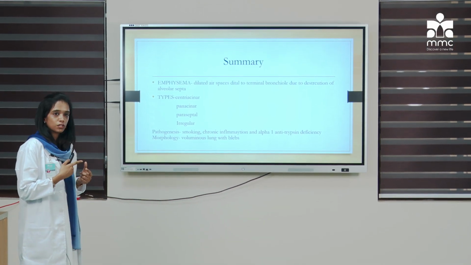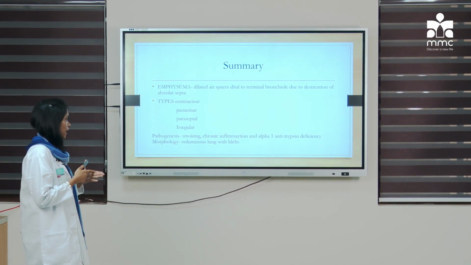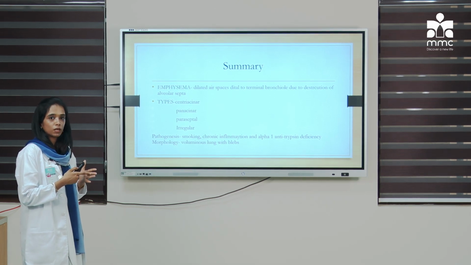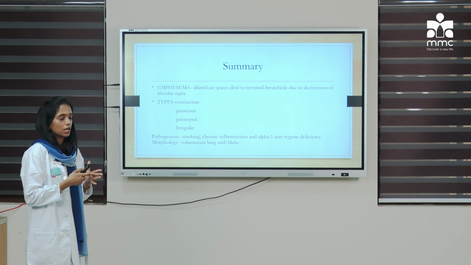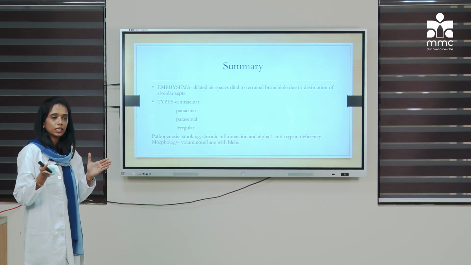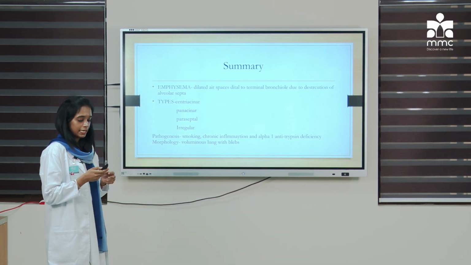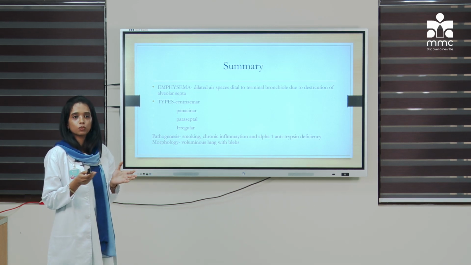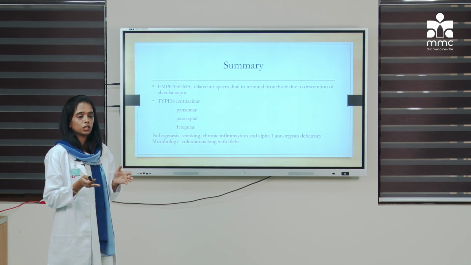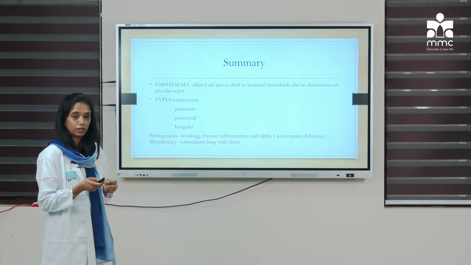There are 3 types: centriacinar, panacinar, and paraseptal, as well as irregular. The pathogenesis is mainly chronic inflammation, smoking, and most importantly alpha 1 antitrypsin deficiency. Morphologically they have a voluminous lung, and in microscopy you can see dilated air spaces and alveoli with broken alveolar septa. Clinically they present with progressive dyspnea and are called pink puffers, and the complications, as I mentioned, are right heart failure, spontaneous pneumothorax and pulmonary hypertension.